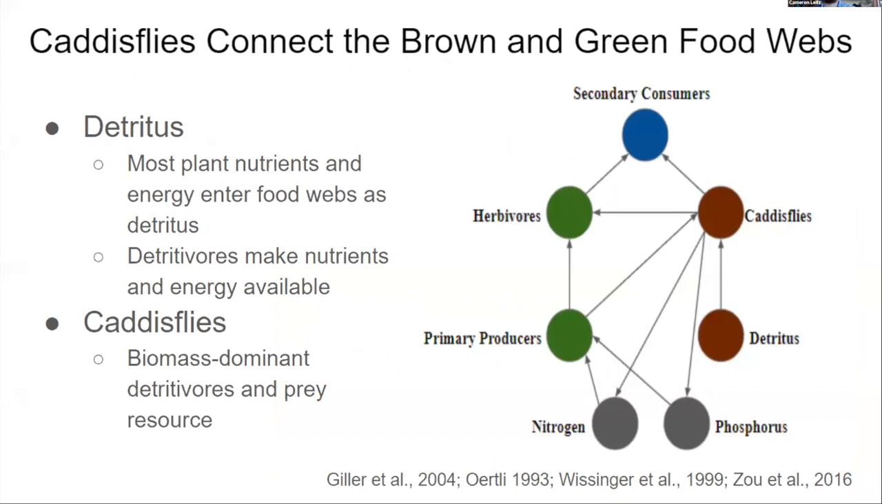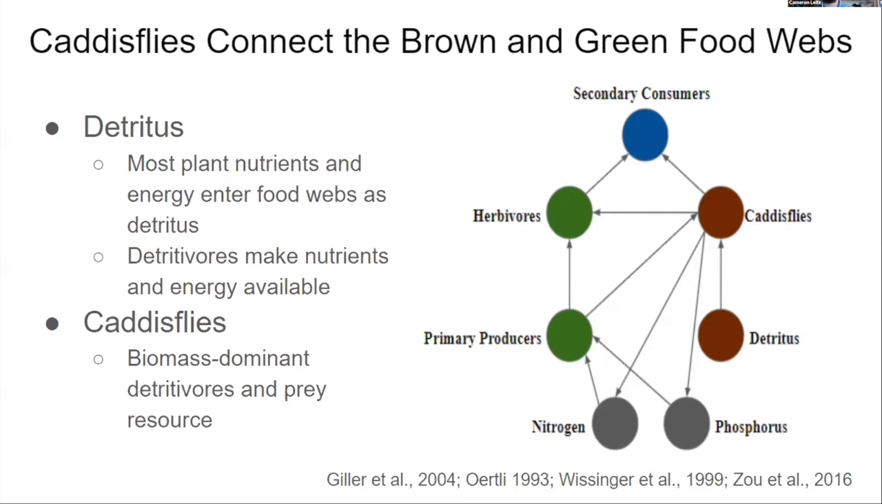To go into a little bit of the background, most plant nutrients and energy enter terrestrial and aquatic food webs as detritus, or dead organic matter, dead plants. This is crucial for creating high secondary production in the ecosystem. And so detritivores make nutrients and energy available to secondary consumers by consuming this detritus. In the northern hemisphere, caddisflies are the biomass dominant detritivores in pond and wetland ecosystems.